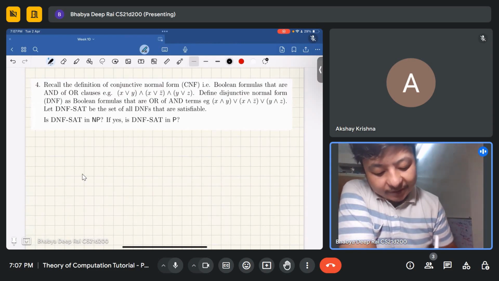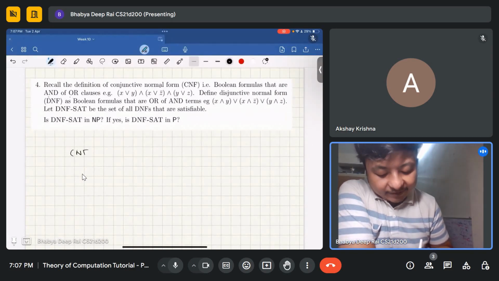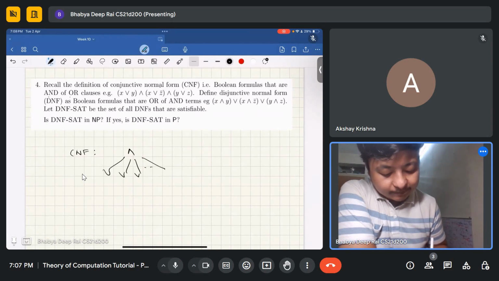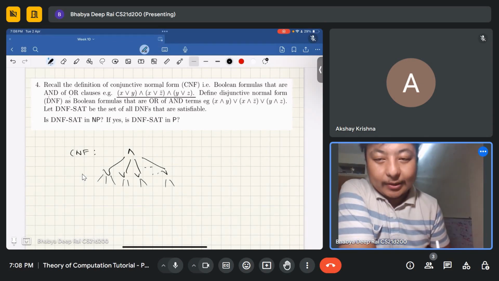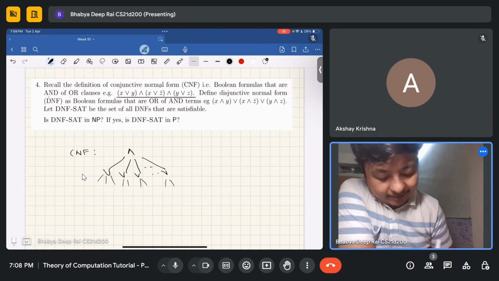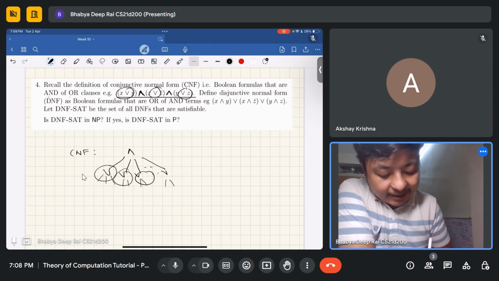So recall the definition of conjunctive normal form (CNF). Boolean formulas that are AND of OR clauses. So CNF is of this form: AND of ORs. For example, this is an example of a CNF. This we did in the lectures. We are doing ORs first, so each of these are ORs, and then we are doing ANDs.